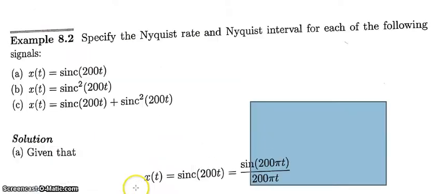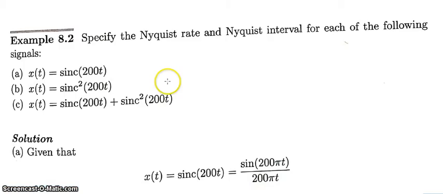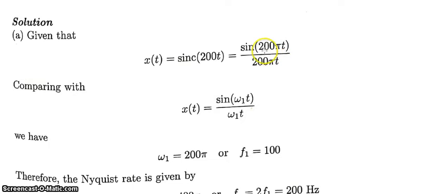Now we'll consider the next set of questions. Again, specify the Nyquist rate and Nyquist interval for each of the following signals. x(t) = sinc(200t), and we know the sinc function, sinc(x), is sin(πx) divided by πx. Here it is sinc(200t). Therefore, in terms of sine, it is sin(200πt) divided by 200πt.